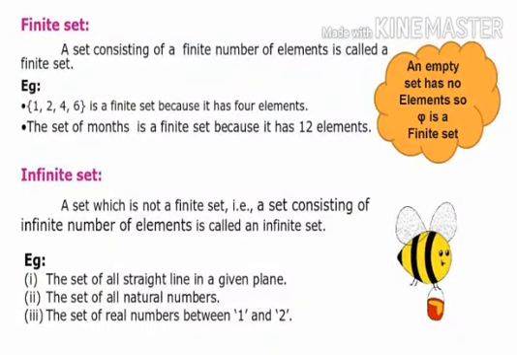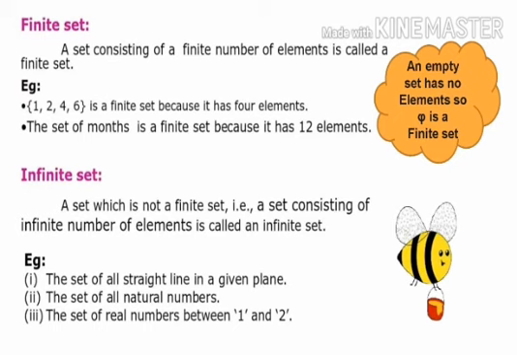Finite set. A set consisting of a finite number of elements is called a finite set. What is an infinite set? A set which is not finite, that is, a set consisting of an infinite number of elements. You can easily remember: a finite set means it has an end. Infinite set means it has no end.